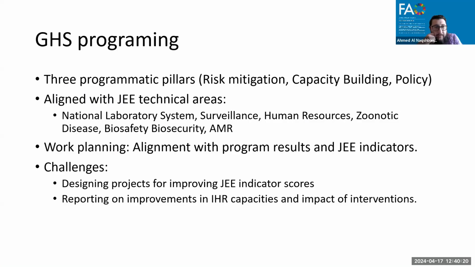Essentially, this program is made up of 3 programmatic pillars. We have a pillar looking at technical interventions for risk mitigation. Then there's a capacity building component and an enabling environment component. Our work planning is done in alignment with both the program results and JEE indicators. At the beginning, we had a lot of challenges in terms of how we actually design projects that will contribute to improving JEE indicator scores, and then how we capture evidence and report on improvements and capture the impact of our intervention.